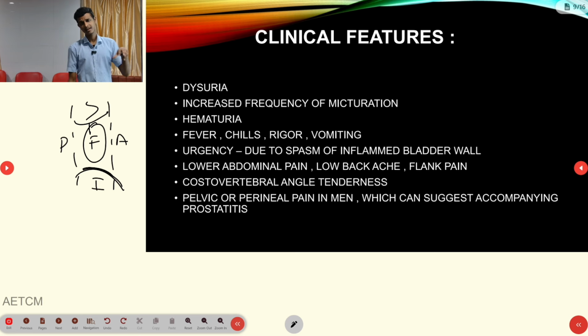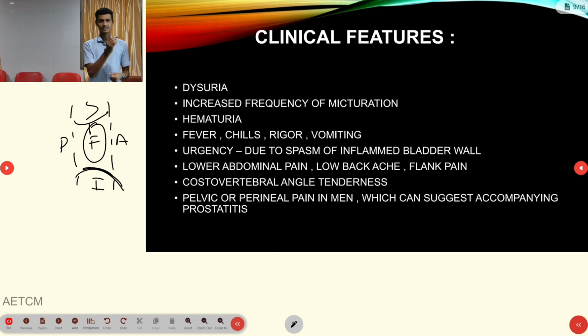Why we are focusing on this is that at the time of assessment we have to note these things down. And then costovertebral angle tenderness. Sometimes the person will have a complaint over this costovertebral angle. Where is the costovertebral angle? The term itself gives the answer.